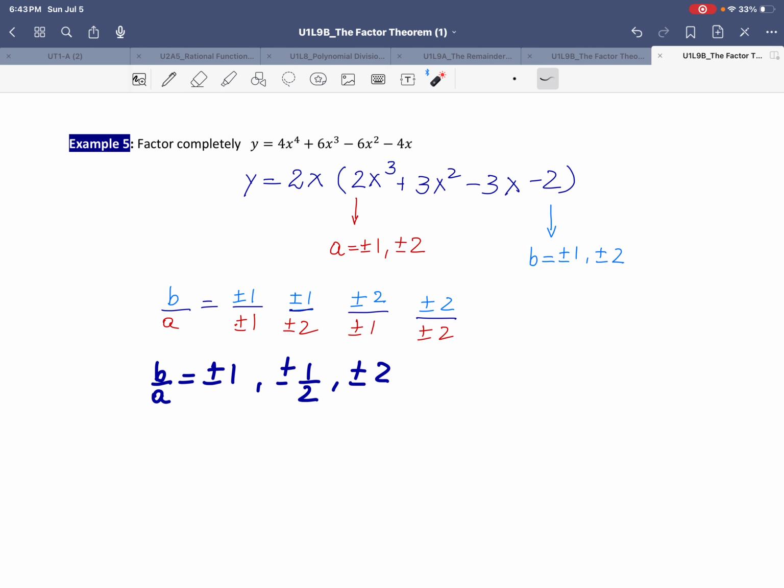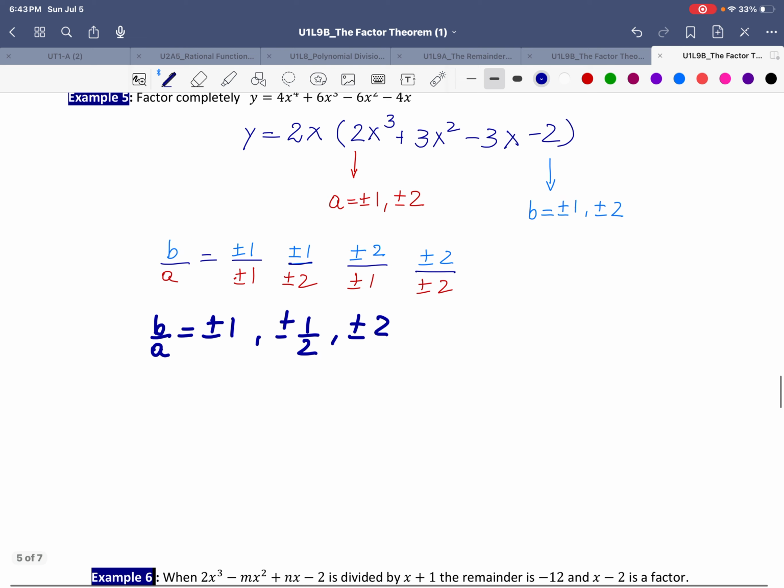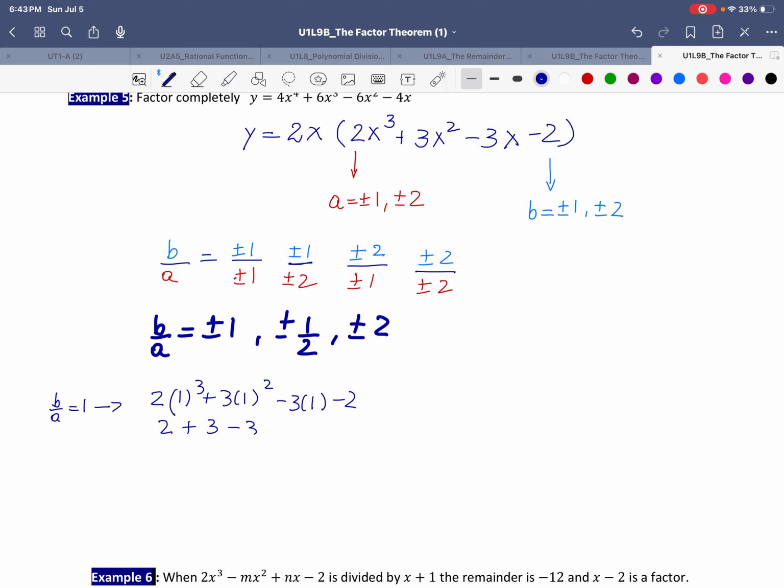So we're going to find the values of b over a that give this polynomial a value of 0. We're going to start with plus 1. So b over a equals 1. And that will give 2 times 1 to the power 3, plus 3 times 1 to the power of 2, minus 3 times 1, minus 2. Let's see what we get. We have 2, we have 3, we have minus 3, minus 2. Oh, that's amazing. That's 0. So therefore, x minus 1 is a factor.